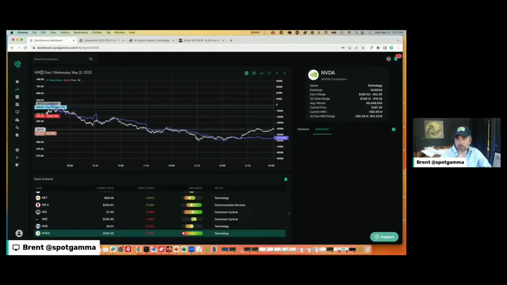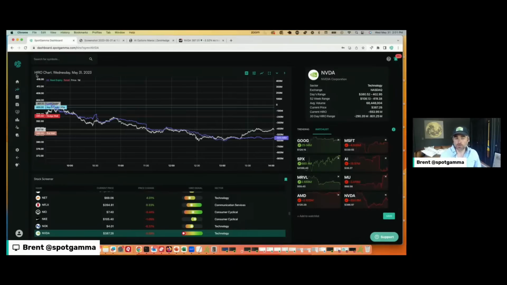So on your screen here, we have NVIDIA, and what we're looking at is our HIRO chart. Now, if you're new to this HIRO concept, what we are doing, and we are one of the first to offer a product like this, is to show you what the real-time options flow is. So in white is the stock price, in this case, again, NVIDIA. And then purple is what we call the delta hedging pressure. Essentially, every single time an option trades in real time, we're assessing what we think the delta hedging impact is of that order.